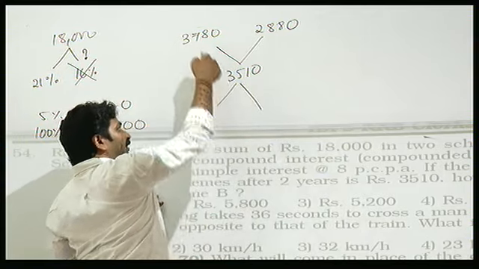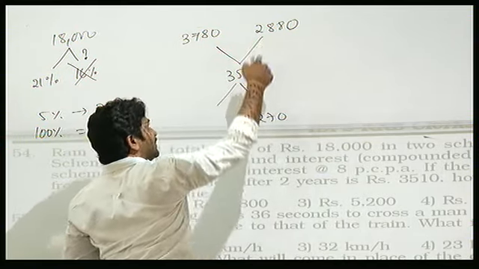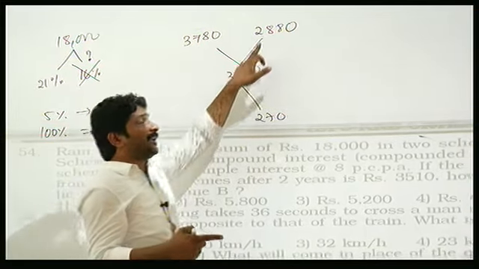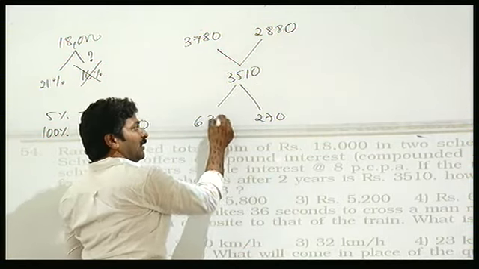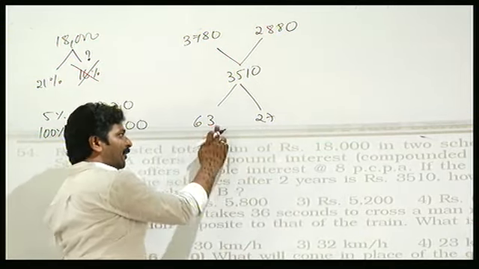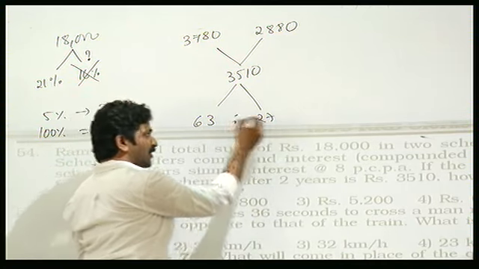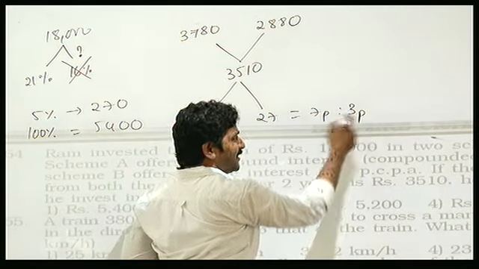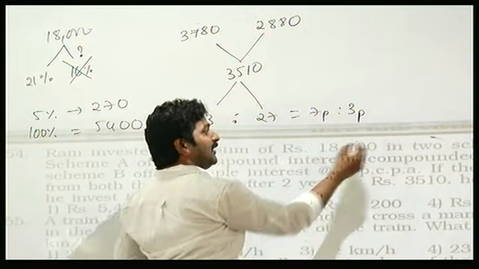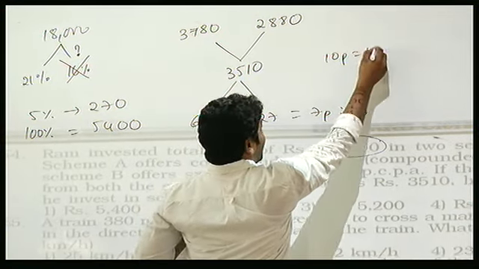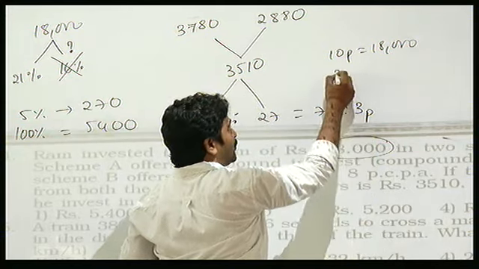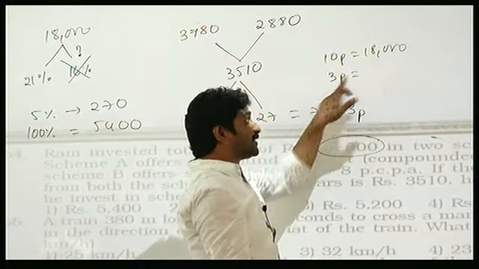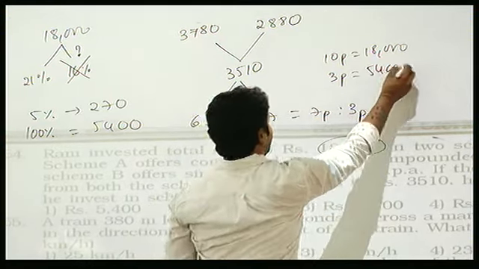Go for allegation. Difference is 270 here. This is 120 less than 3000 and this is 510 more than 3000. 510 plus 120 is 630. 0, 0 cancel. 9 how many times? 7 times. 9 3 times. So the ratio is 7:3. So 7 parts in Scheme A, 3 parts in Scheme B. Total it is 10 parts. So 10 parts is equal to 18,000. It asked about Scheme B, which is 3 parts. If 10 parts is this much, 1 part is 1800. 3 parts is 3 into 1800, which is 5400.